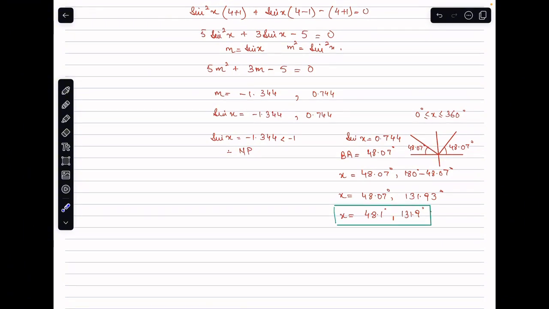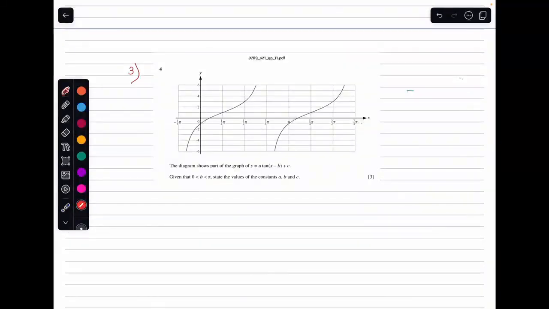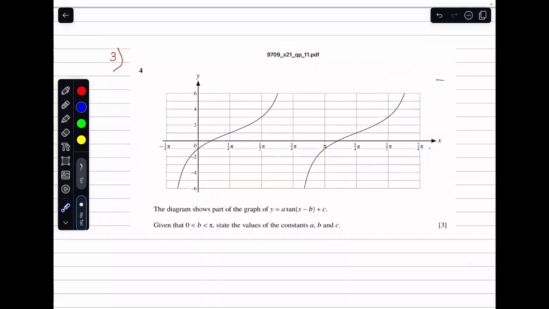Let's move to the next question. Question 3, and this is from Summer 21, paper 1 variant 1. The question says, the diagram shows part of the graph of y equals a tan(x minus b) plus c. Given that 0 is less than b less than pi, we need to state the values of the constants a, b, and c. And this is for 3 marks.